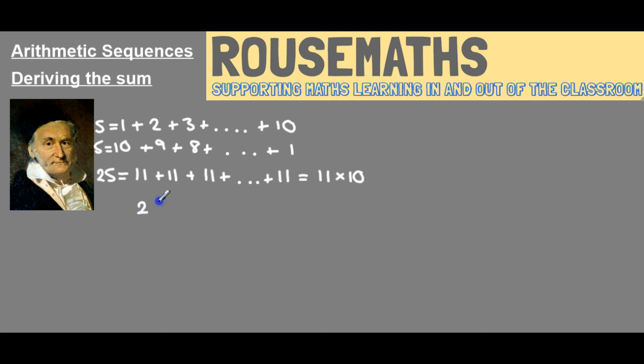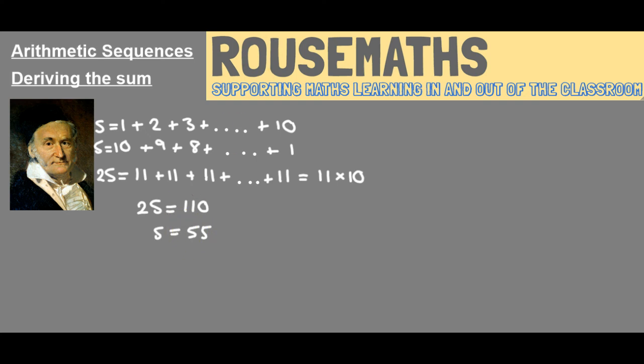So he discovered a very quick way of adding up numbers that go up by the same amount each time. And he could just divide it by 2. So the sum is 55.